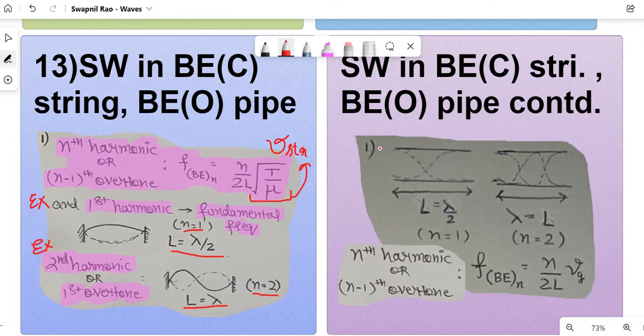In NCERT, we have another example where both ends are open. You have to know that a both end closed string and a both end opened pipe have the same formulae. The only difference is, I'll just highlight the formula. So this is the whole formula.